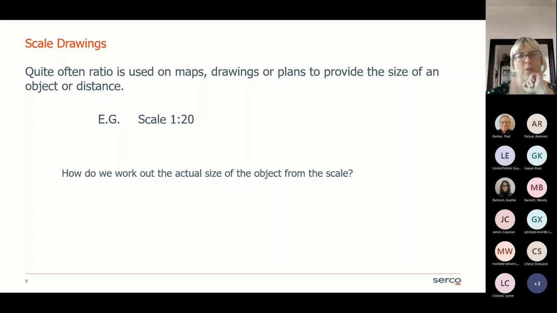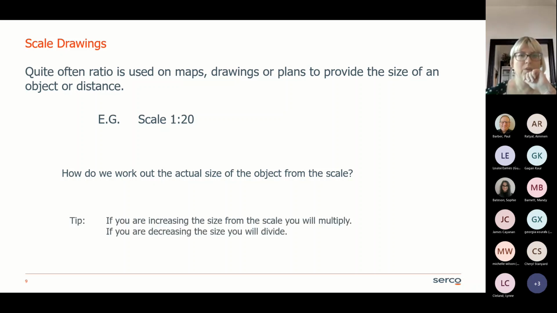Anybody know how we will work out the actual size of the object from the scale before we look at it? Again, that's a bold question. Nobody want to answer? That's absolutely fine. Okey-doke. Got a little tip when we start looking at a scale in a second. If you're increasing the size from the scale, you'll be multiplying, and if you're decreasing the size, you will be dividing. That will be made clear as we go through the examples now.